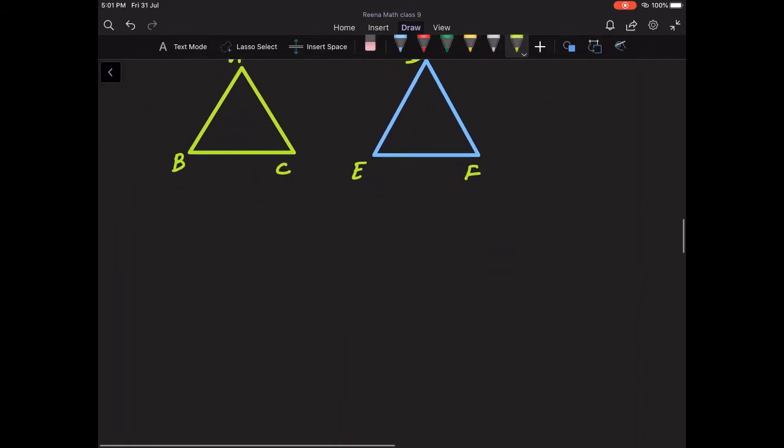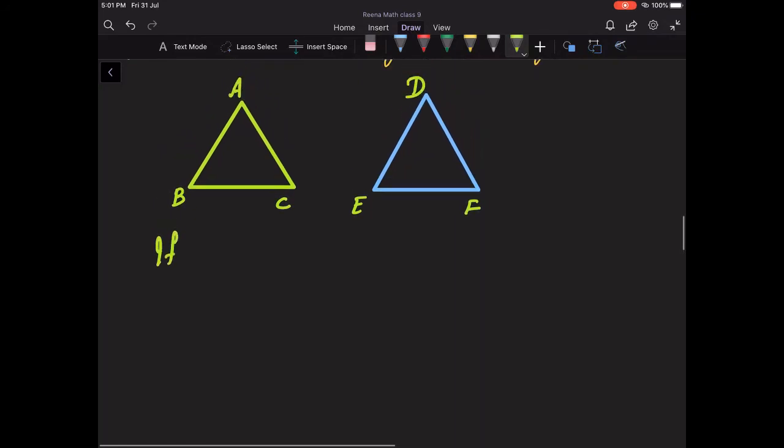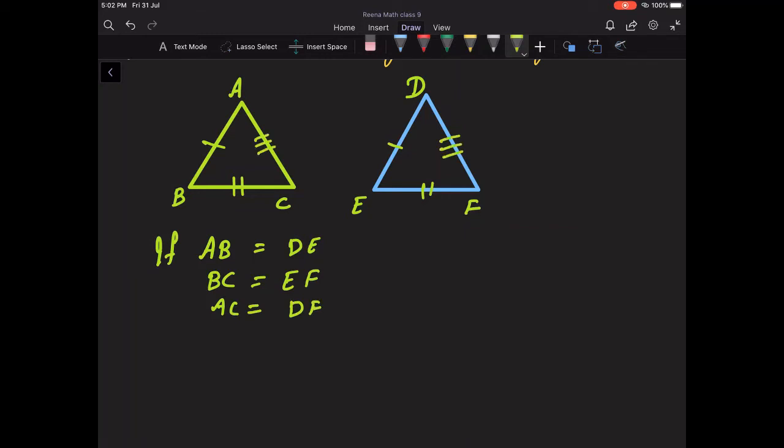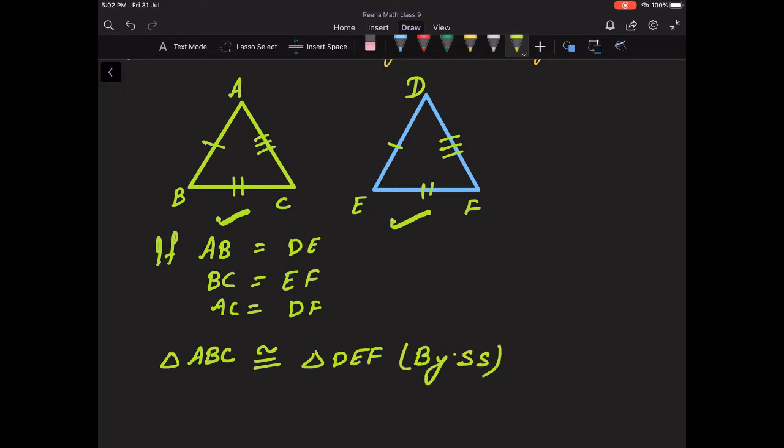According to this, if AB is equal to DE, BC is equal to EF and AC is equal to DF, you can see all three sides of this triangle are equal to all three sides of this triangle. So we can say that triangle ABC is congruent to triangle DEF by the SSS congruency criterion.